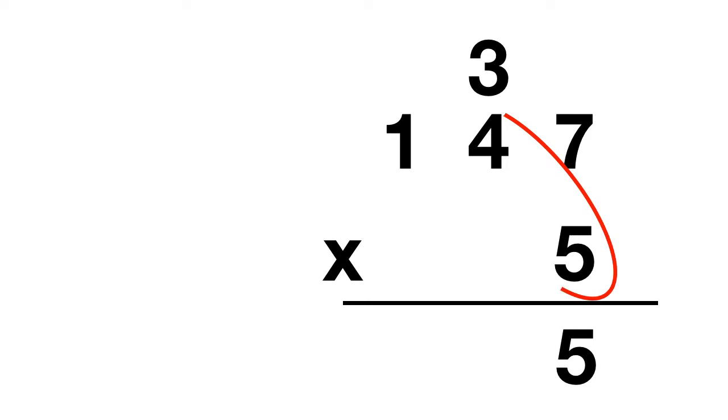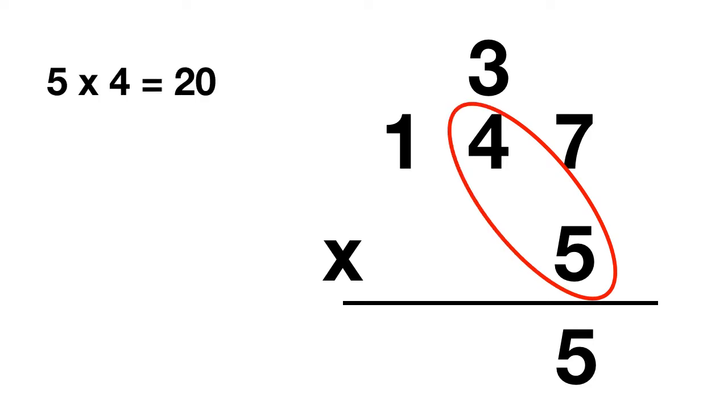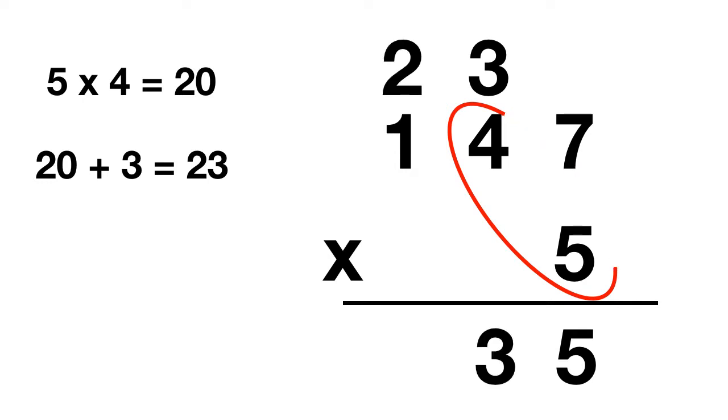Then we want to multiply 5 times 4. We know 5 times 4 is 20. And when you add up the 3 on top, you get 23. We could write 23 just like this. The 2 is on top and the 3 is on bottom. And then we can keep moving.